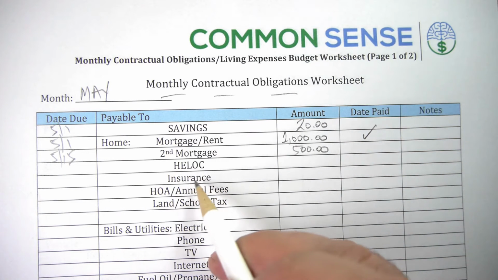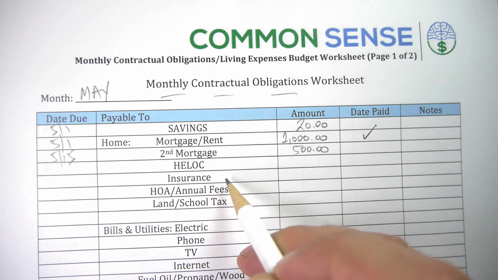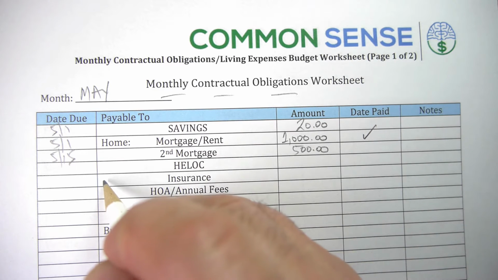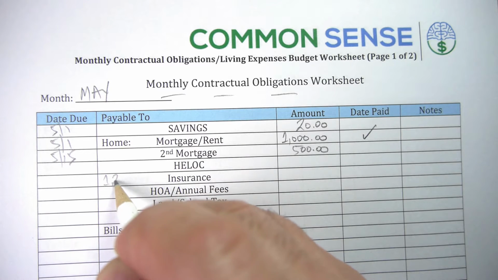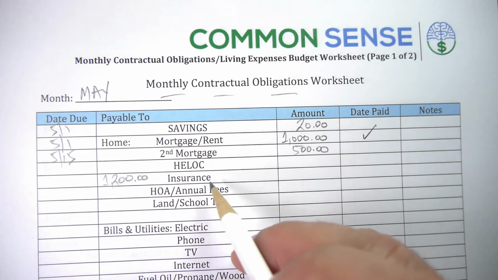Insurance is going to be, and there are going to be some things that are a little bit funny like this. If you're paying your insurance, obviously every month it's not a big deal. But maybe you're paying your insurance once a year. So maybe you're paying $1,200 for insurance once a year. We still have to break that down to a monthly.